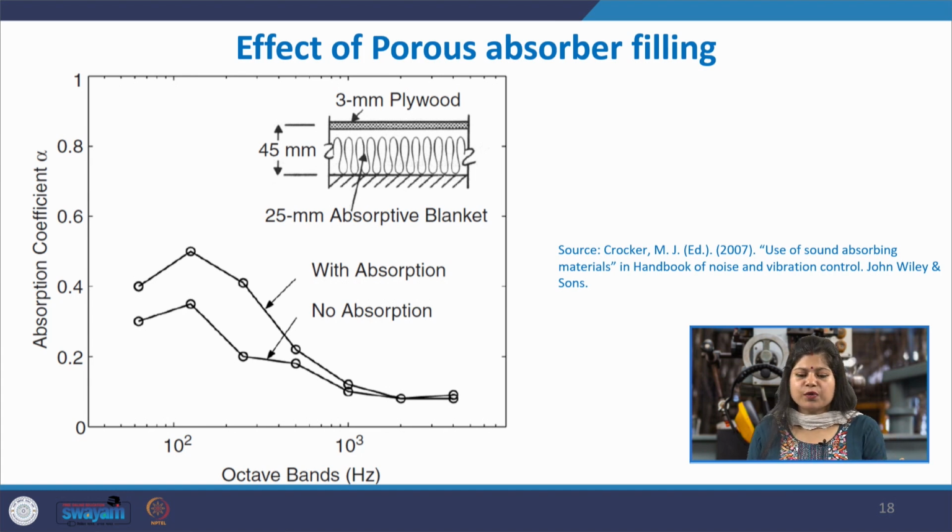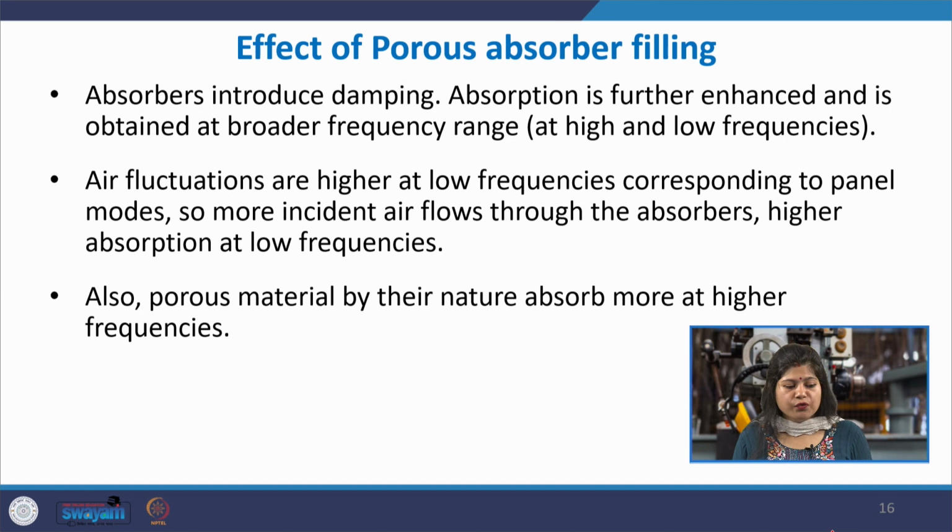So, the effect of porous absorber lining. Suppose you have got some panel, and it is backed by a rigid concealed air cavity filled with porous absorber blanket. When there is no absorber filling, this is the sound absorption coefficient, but with the absorber filling, what is happening is that now the absorber is helping both in the low and the high frequency zones. So, it does not matter whether it is low frequency or high frequency, it will help both ways.